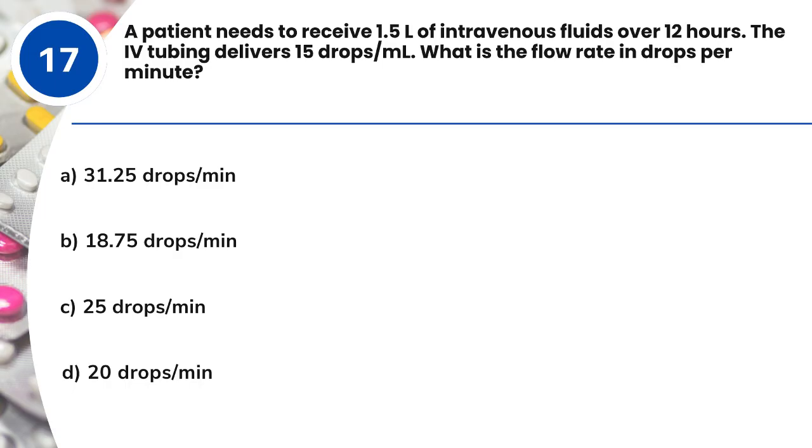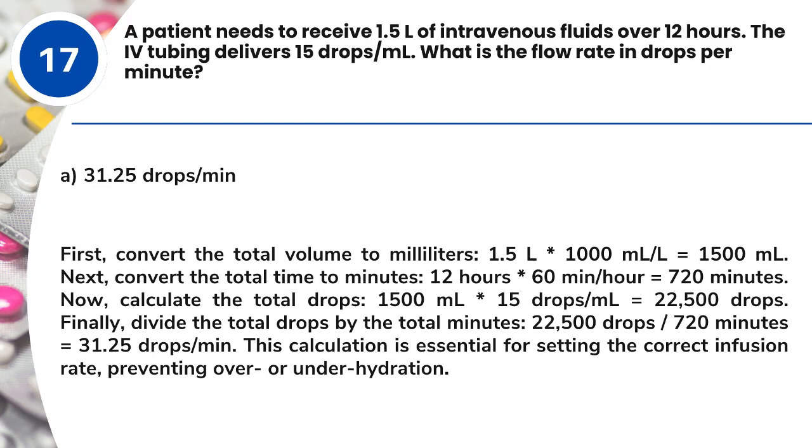Question 17. A patient needs to receive 1.5 L of intravenous fluids over 12 hours. The tubing delivers 15 drops/ml. What is the flow rate in drops per minute? A. 31.25 drops/min. B. 18.75 drops/min. C. 25 drops/min. D. 20 drops/min. Answer: A.